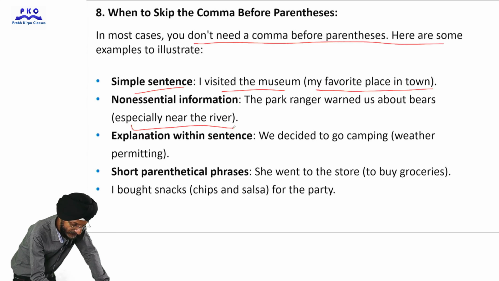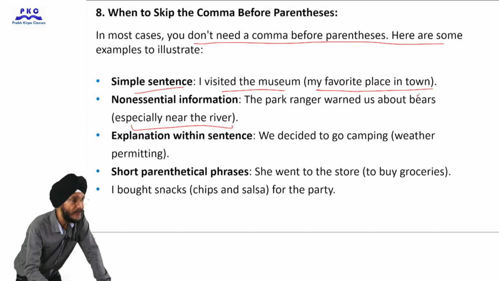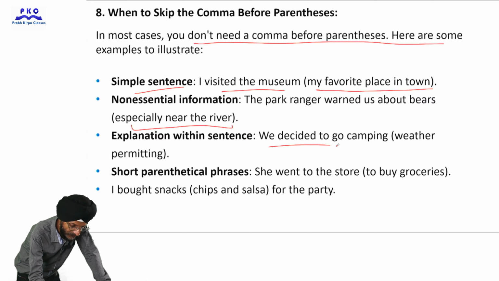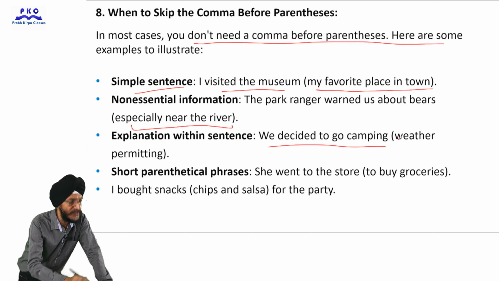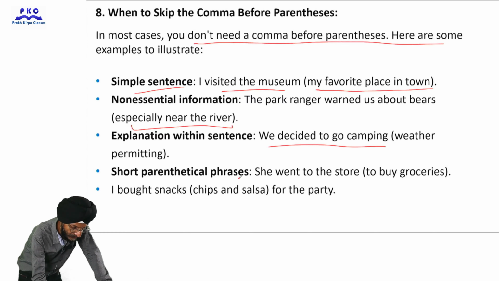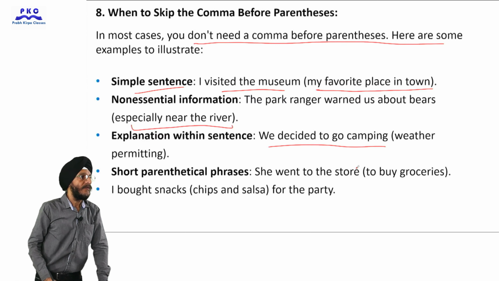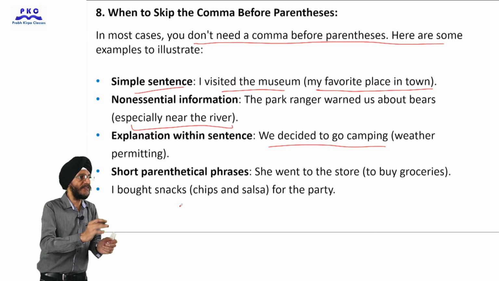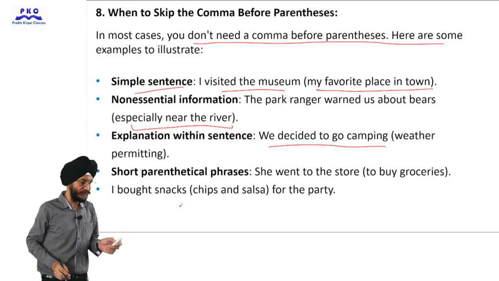This is non-essential information. The park ranger warned us about bears, especially near the river. Explanation within the sentence: we decided to go camping, weather permitting. There is no comma before parenthesis. Short parenthetical phrases: she went to the store to buy groceries and I bought snacks, chips and salsa for the party. There is no comma after snacks or before parenthesis.